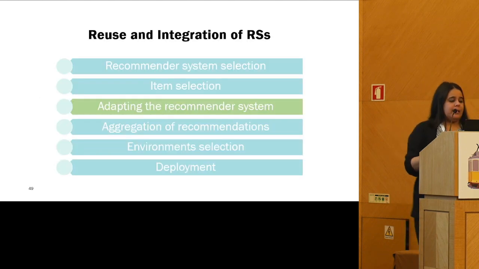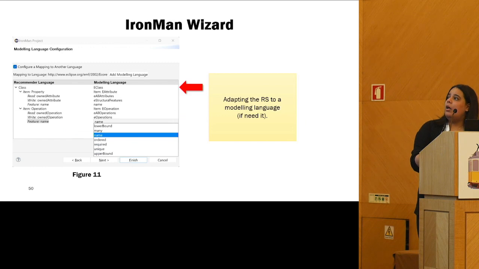The third one is adapting the recommender system. As we saw before, some of them are in Ecore and some of them are in UML. So the ones that are in UML, we want to adapt them to Ecore, because we're going to use all of them in Ecore-based recommenders.